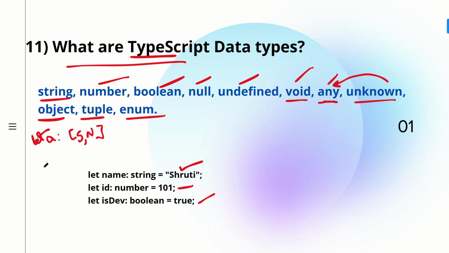So whenever you are initializing a value to this a, your first value should be a string, in double quotes, and the second value will be a number. In case you are giving anything else, it will give you an error. So this is called a tuple. Also here, you cannot rearrange this.